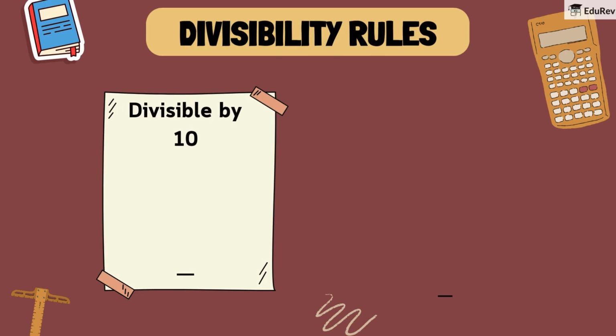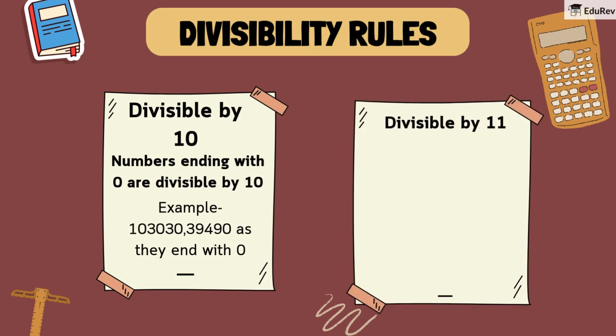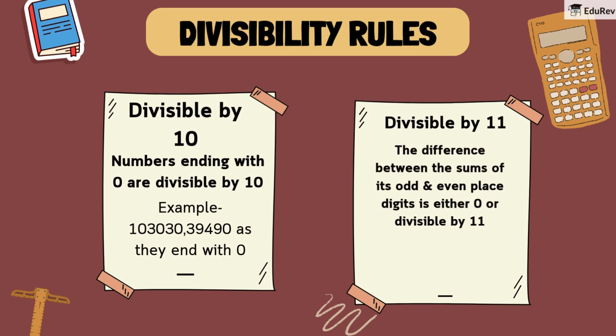Lastly, a number is divisible by 10 if it ends in 0, like 103030 and 39490, while a number is divisible by 11 if the difference between the sums of its odd and even place digits is either 0 or divisible by 11, such as in 121 and 1133.